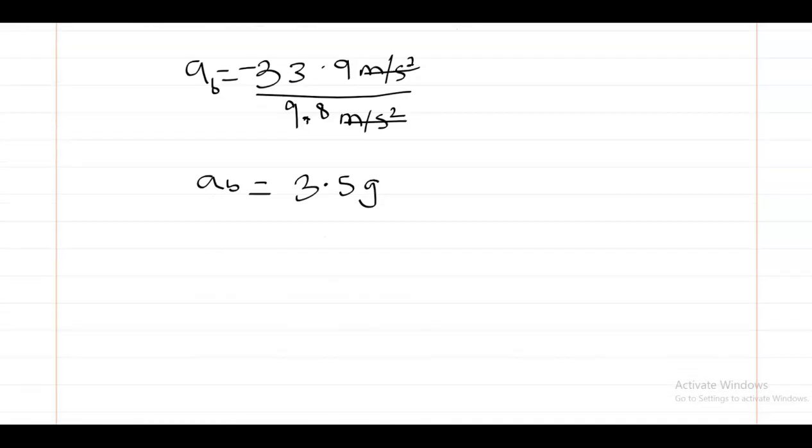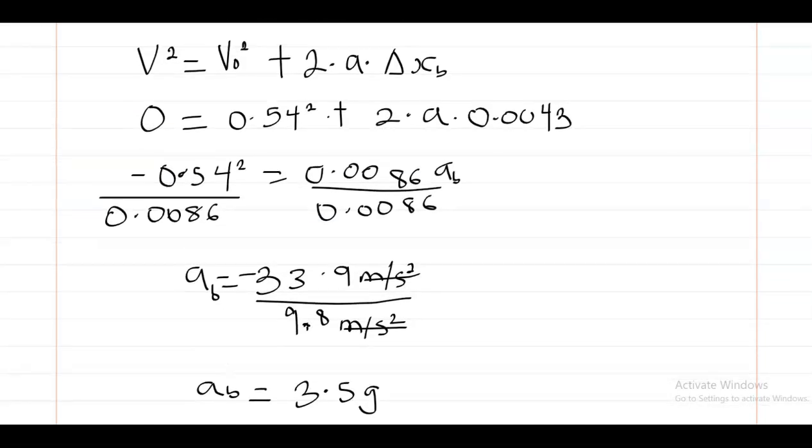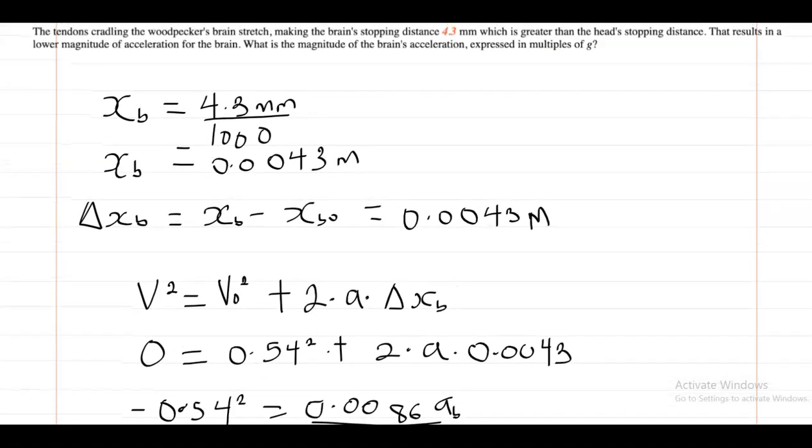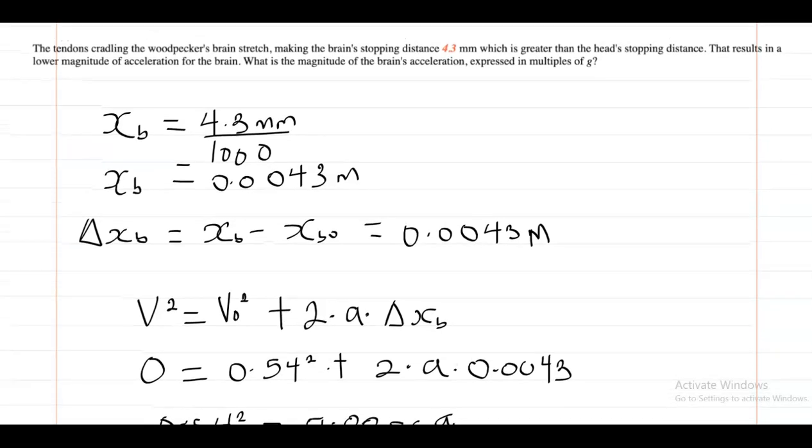Now we can see that it is quite lesser than the acceleration for the head. It's quite lesser, and that's because of the tendons. The tendons make it stretch. So instead of the head covering that same short distance, it goes forward. So that force makes it cover a larger distance, therefore reducing its acceleration.